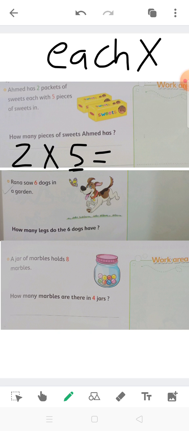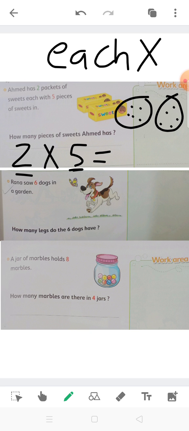Or we can do it by using the groups. The first number, the first group. Okay, 2 groups. Each group has got what? 5. This is 1, 2, 3, 4, and 5. Okay, each group has got 5. 1, 2, 3, 4, 5. Okay, so how many in all? I've got 10. So the answer will be 10.